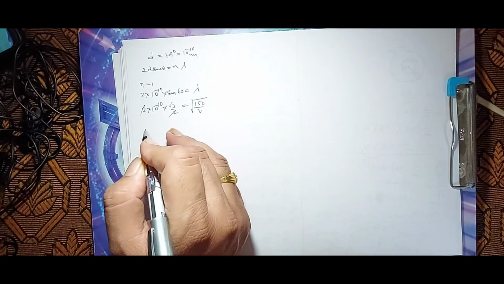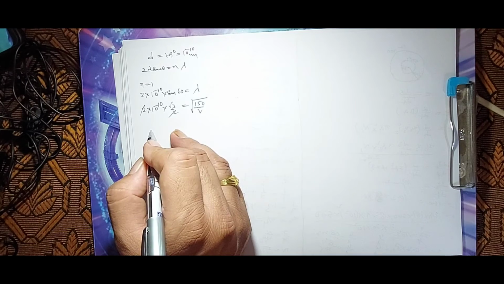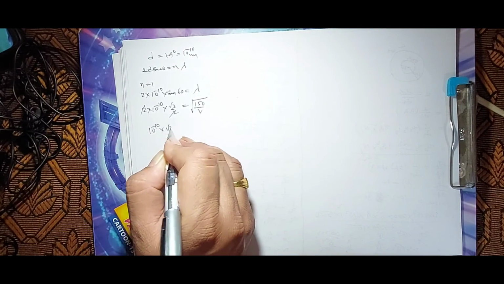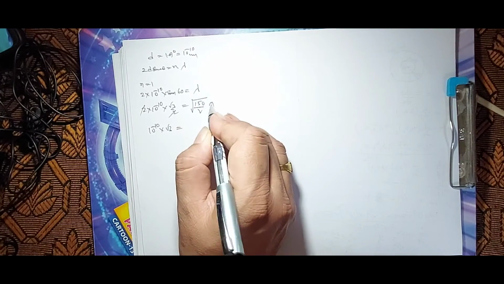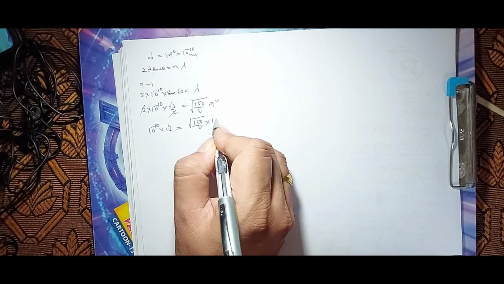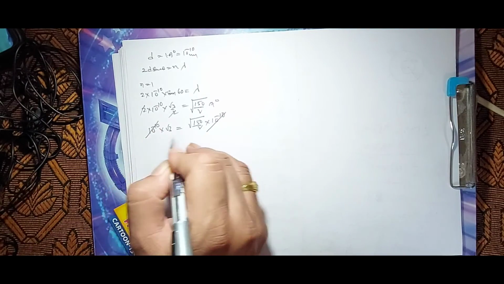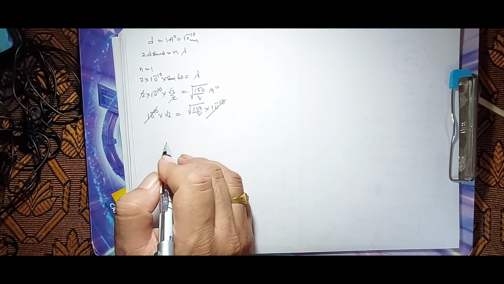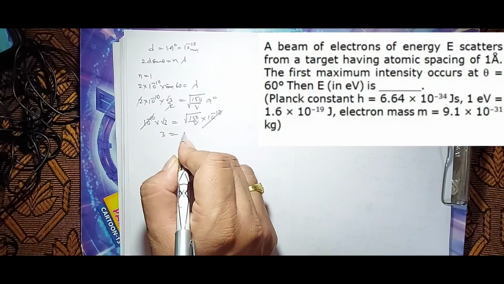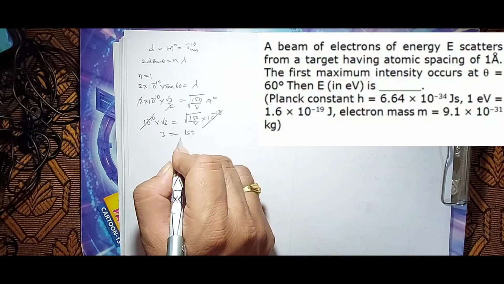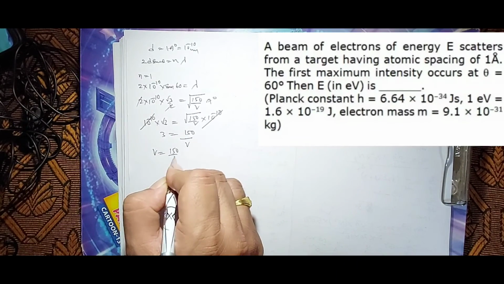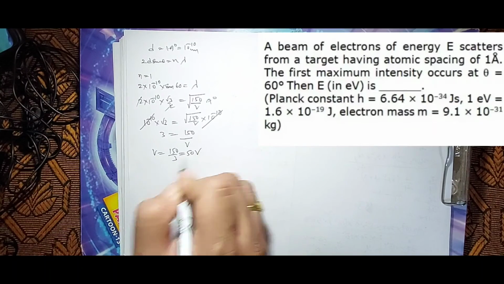Here 2 cancel, 2 cancel. So, 10 to the power of minus 10 into root 3 is equal to, here this is angstroms, root 150 by V into 10 to the power of minus 10. So, squaring on both sides, 3 is equal to 150 by V. So, V is equal to 150 by 3, that is equal to 50 volts.